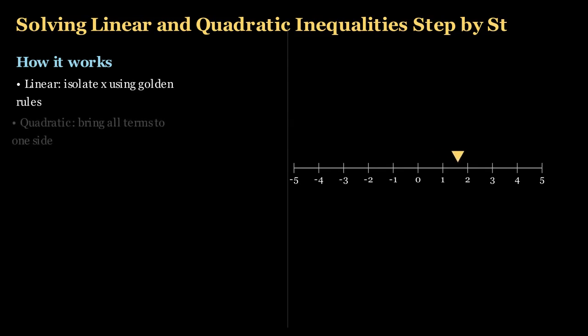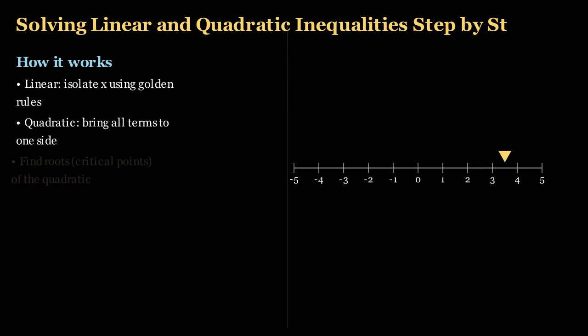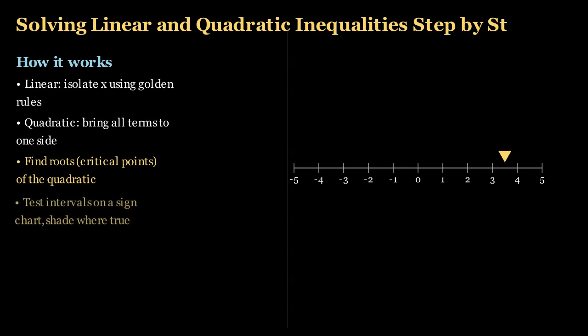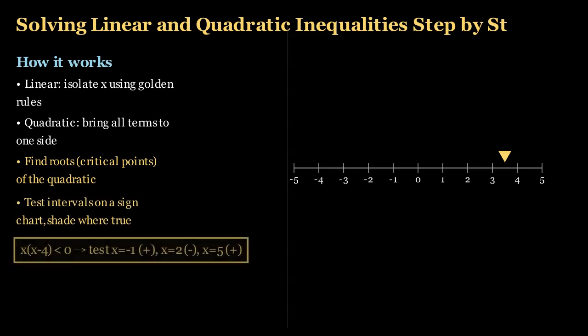For a quadratic like x squared minus 4x less than 0, we use a different trick because x is squared. First, bring everything to one side so it's compared to 0, it already is. Factor it into x times x minus 4. The roots, where this equals 0, are x equals 0 and x equals 4. These roots split the number line into 3 intervals, left of 0, between 0 and 4, and right of 4. Pick a test number in each interval, plug it into the factored expression, and just check the sign, positive or negative. Let's solve a concrete problem.